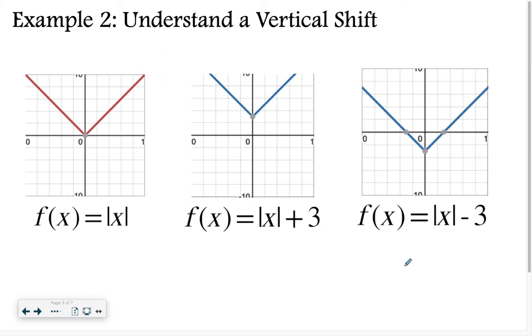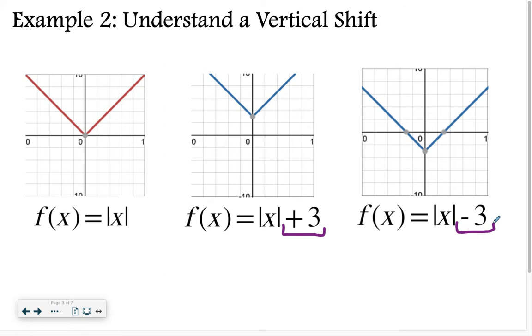Then let's talk about how do we move these graphs up and down. This is really similar to what we did back in chapter 3, where if we add or subtract a number after our absolute value, that is going to be a vertical shift. If it's positive, it will move it up. If it's negative, it will move it down.